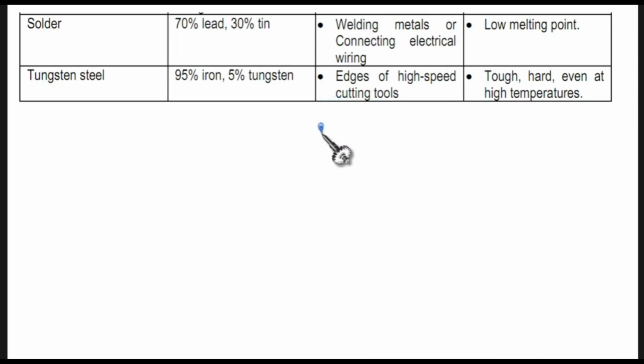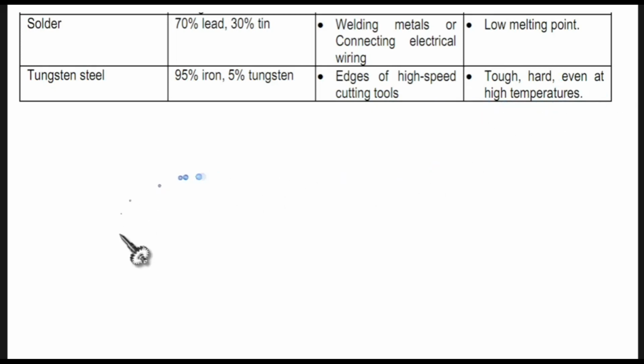Then we can talk of grinding wheels, I think those for cutting, I mean, we have cutting discs. Those must be coated with the tungsten steel for cutting other metals, because the reason why it is used in edges of high speed cutting tools is because it is tough and hard, even at high temperature.